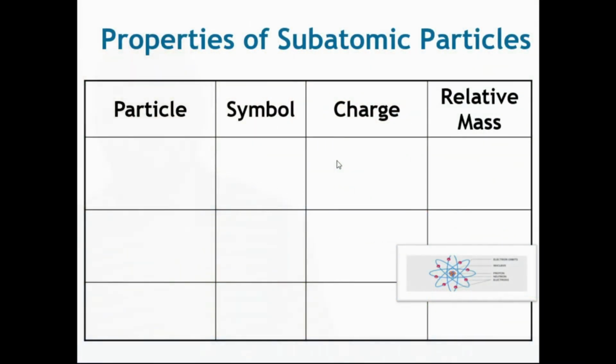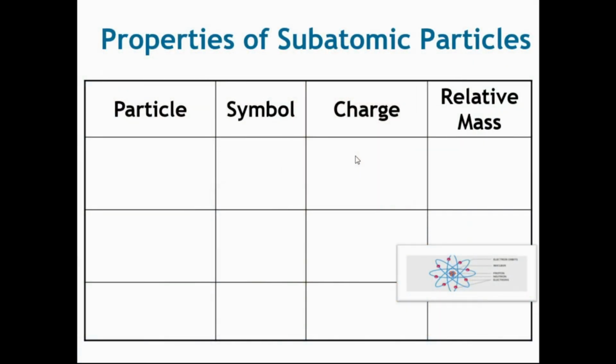Now that we know and we are aware that the atom is made up of some particles, we will now look at these particles and indicate where they can be found in the atom. So we also look at their properties, because already J.J. Thomson has told us that the electron is negative in nature. So: particles, symbol, charge, and relative mass.